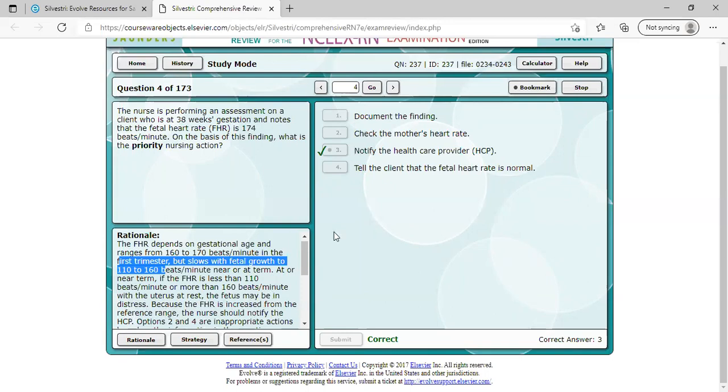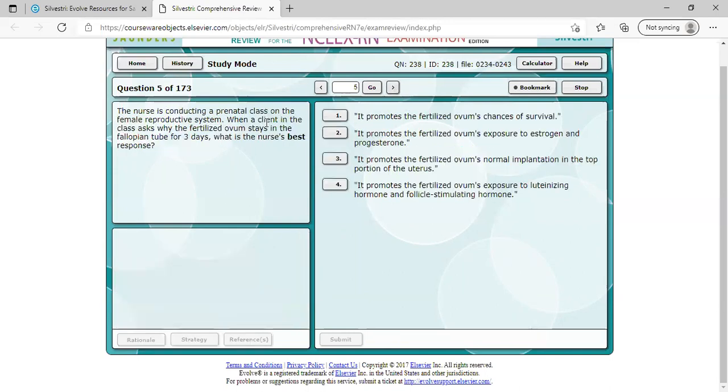So what is the next question? Here, the nurse is conducting a prenatal class on the female reproductive system. A client in the class asks why the fertilized ovum stays in the fallopian tube for 3 days, and what is the nurse's best response?